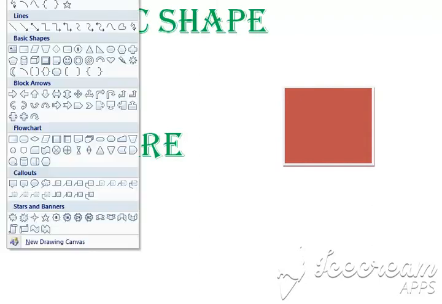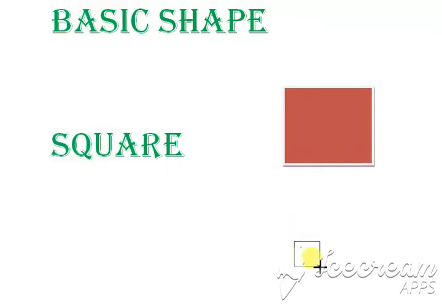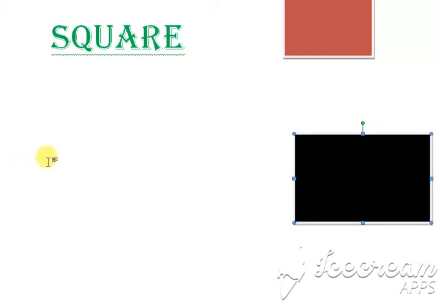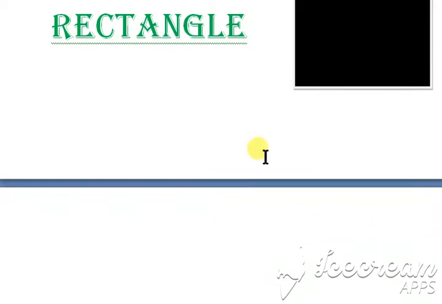Next shape is rectangle. Dear students, spell it. R E C T A N G L E. Rectangle. What is next?